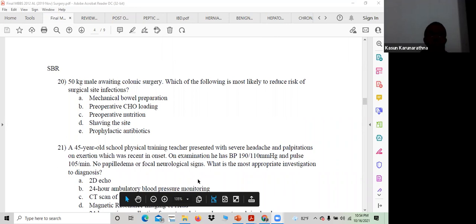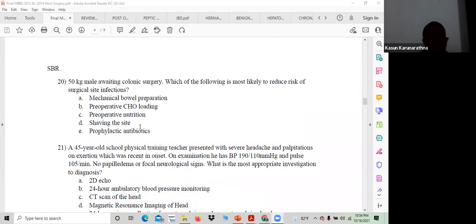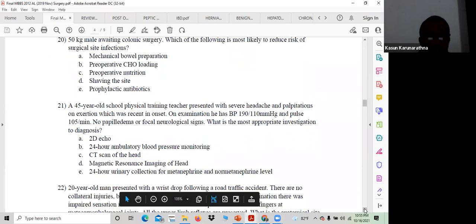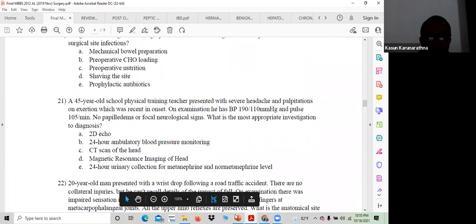Yes, it's prophylactic antibiotics. The others: shaving sometimes increases the infection risk, right? Pre-operative nutrition and carbohydrate loading are also contributory factors. Mechanical bowel preparation, ERAS discourages. The best answer is E, right? Prophylactic antibiotics.